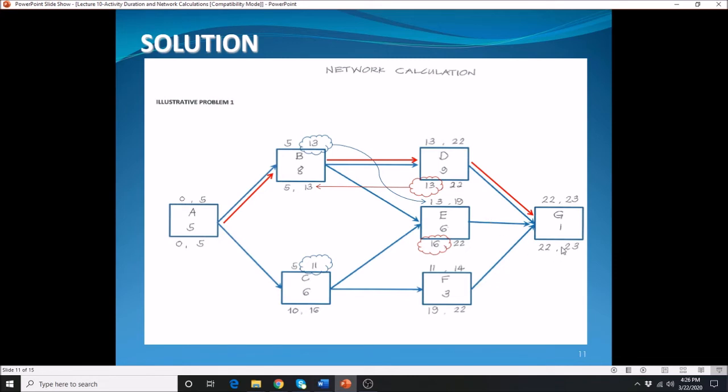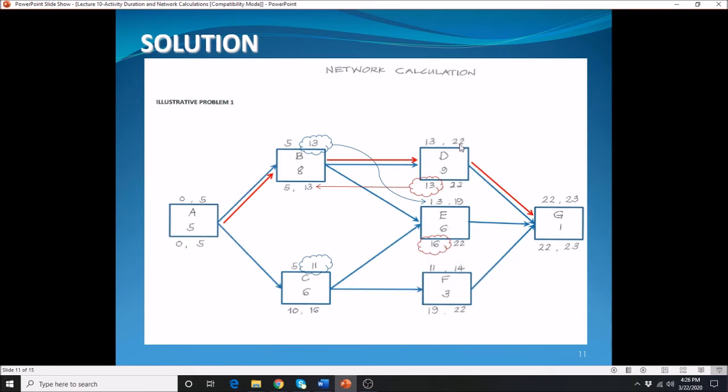Alright, so let's move on to your activity G. G is preceded by activities D, E, and F. Because we have three preceding activities, we have to carry over whichever gives us the largest or the maximum of those three preceding activities for the early finish.